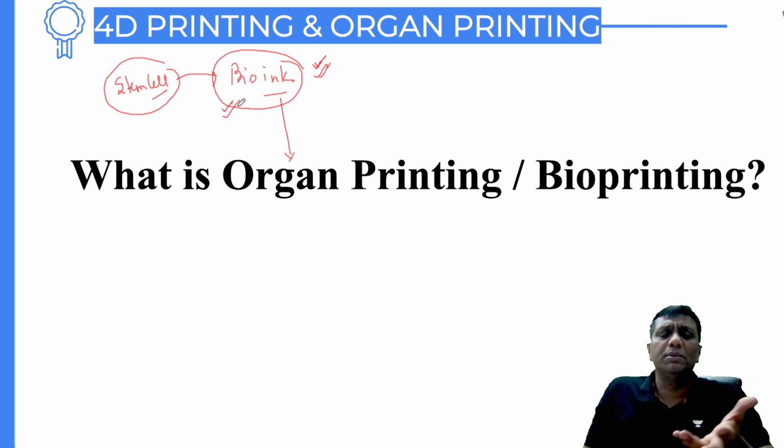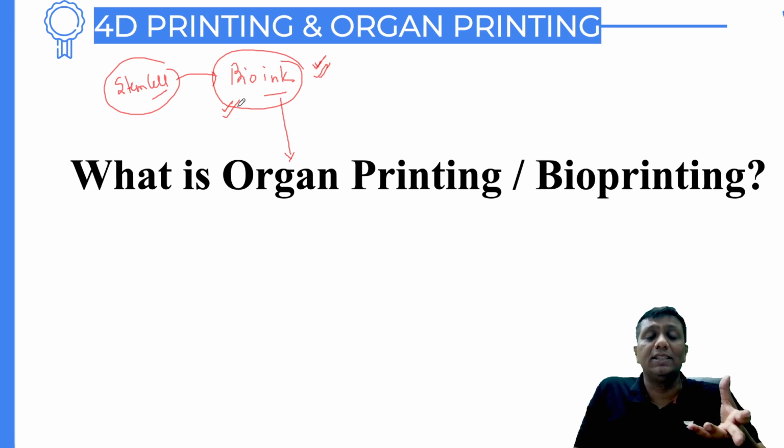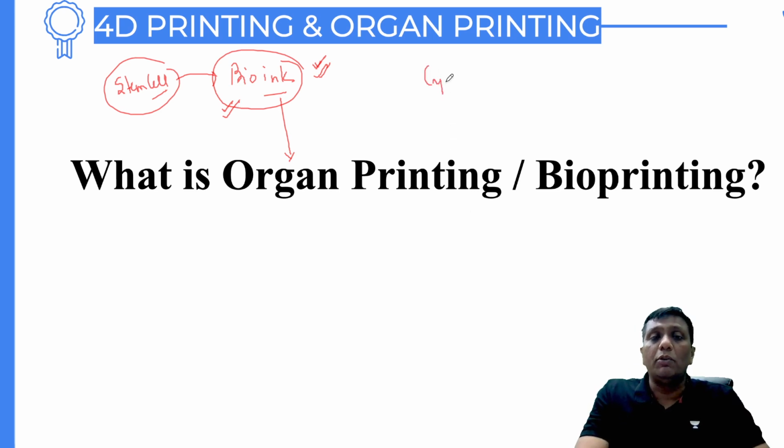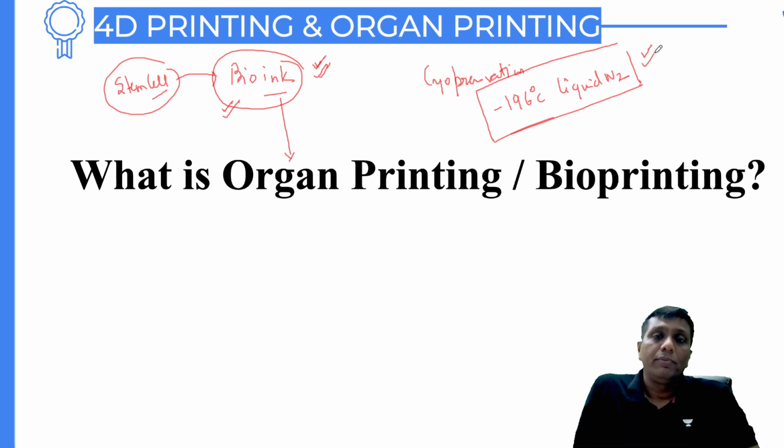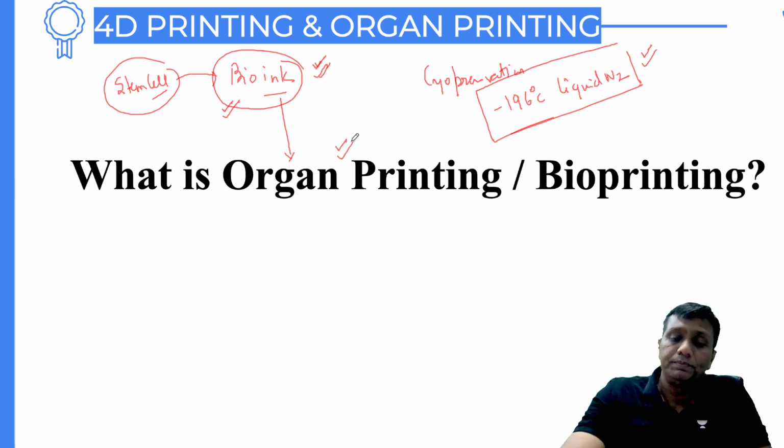Cryo preservation is a procedure, a technology, where at minus 196 degrees Celsius in liquid nitrogen, you can preserve stem cells. They will be in a living condition, they will not die, but they are saved in an inactive form. And this stem cell that you preserve can be used in the coming future in the formation of an organ.